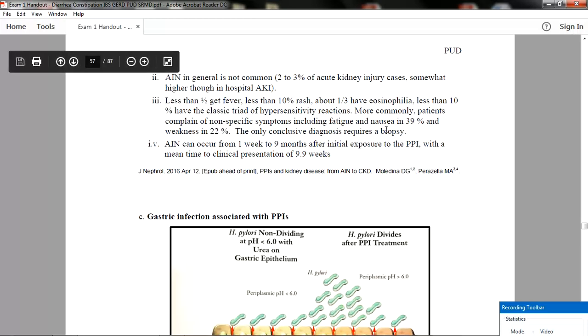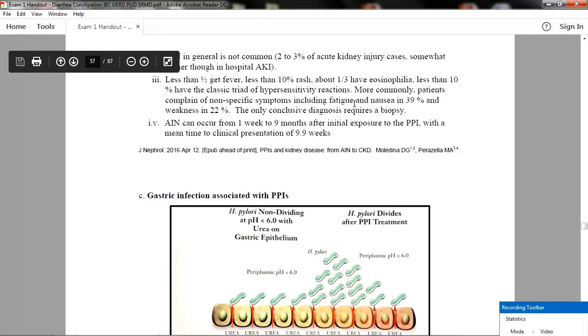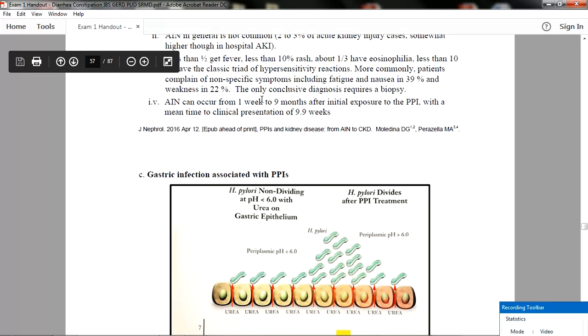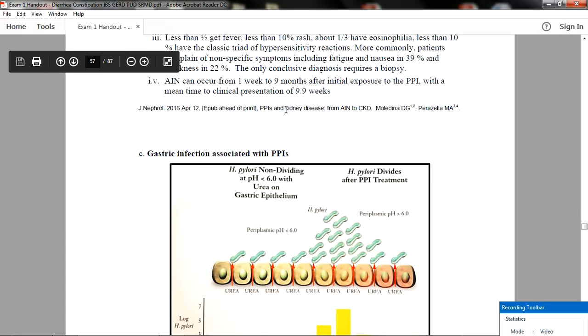These are some of the symptoms. I will not ask you about this on the test, just for your reference, this third bullet, number 3 here, just some of the symptoms you would see. The problem is a lot of the symptoms are very nonspecific, so it's really hard to pinpoint and diagnose it. So that's why we have, of course, nephrologists, hopefully to help with that. Okay, and this is the time frame right here, anywhere from 1 week to 9 months after initial exposure. That means it can potentially happen after discontinuation, but really the risk is higher the longer you're on the proton pump inhibitor, basically like any drug.